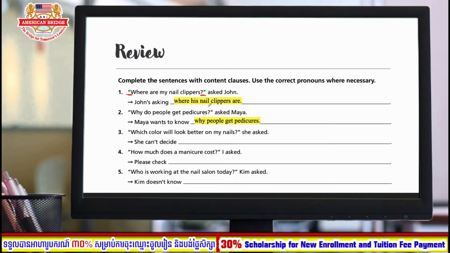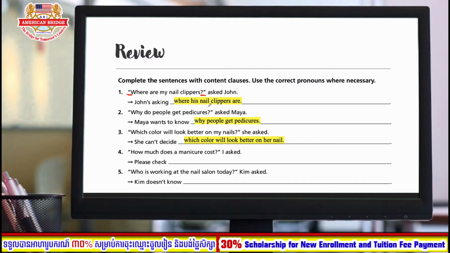Number 3, which color will look better on my nail, right? So she may refer to the nail polish. So she can't decide which color will look better on her nail. Generally, for this question we do not omit anything, because the WH question is asking for the subject itself, so you don't need to change the order or omit the verb form.